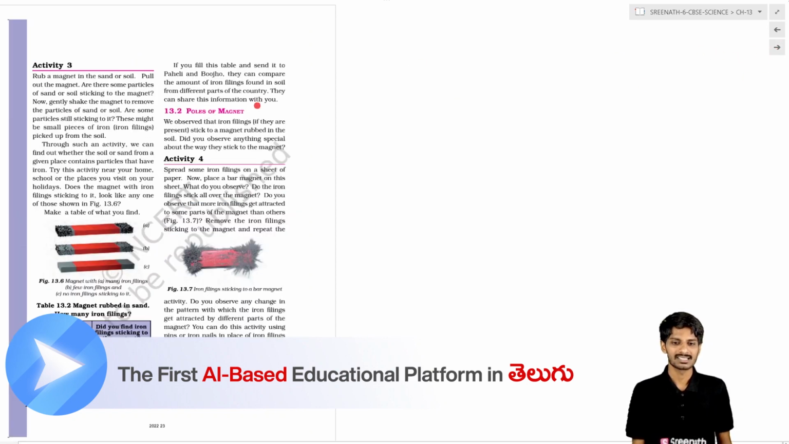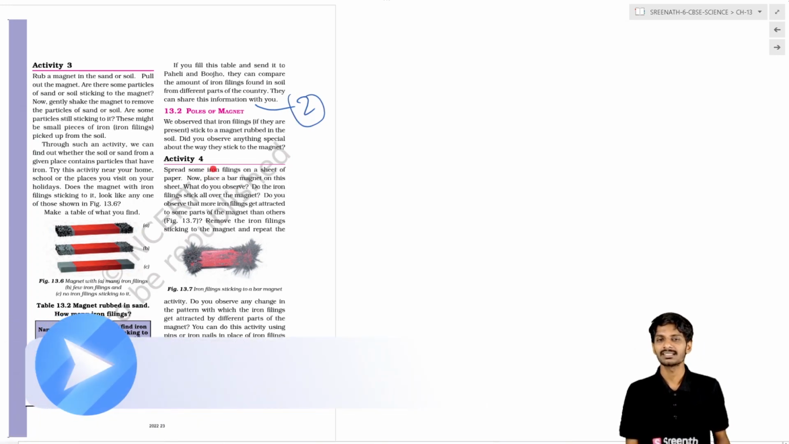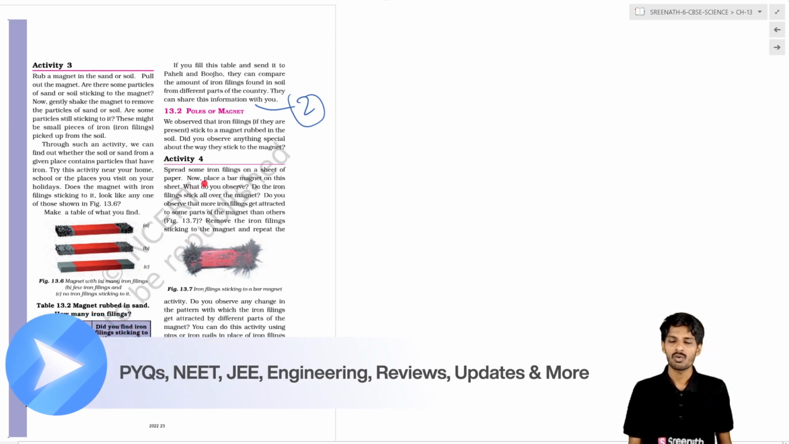The next topic, that is the second topic, is poles of a magnet. Basically every magnet has poles. How do we define poles and what are the properties of poles? We are going to learn about this.